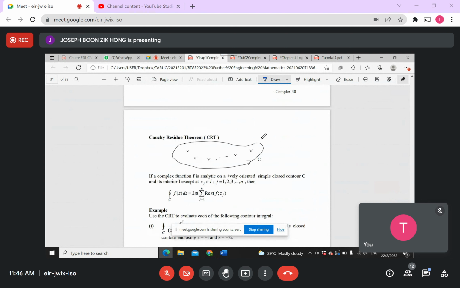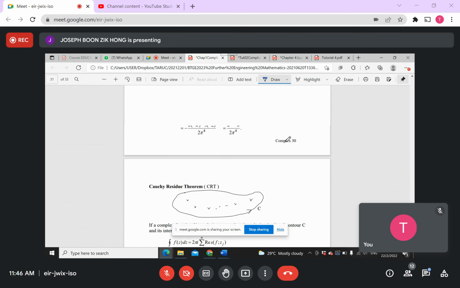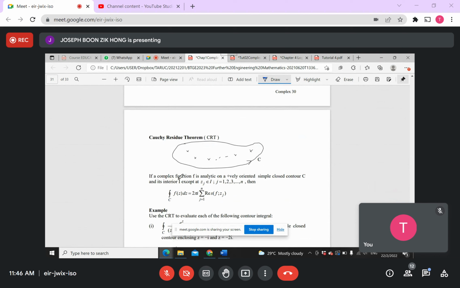Okay, so the Cauchy residue theorem. What is this theorem talking about? It says that if a complex function f is analytic and positively oriented, just like just now when you find the residue, then if you want to find the integral of f(z) dz, it will equal 2 pi i times the sum of all the residues together. So you just need to find the residues, add them together, and then multiply by 2 pi i. That's all.